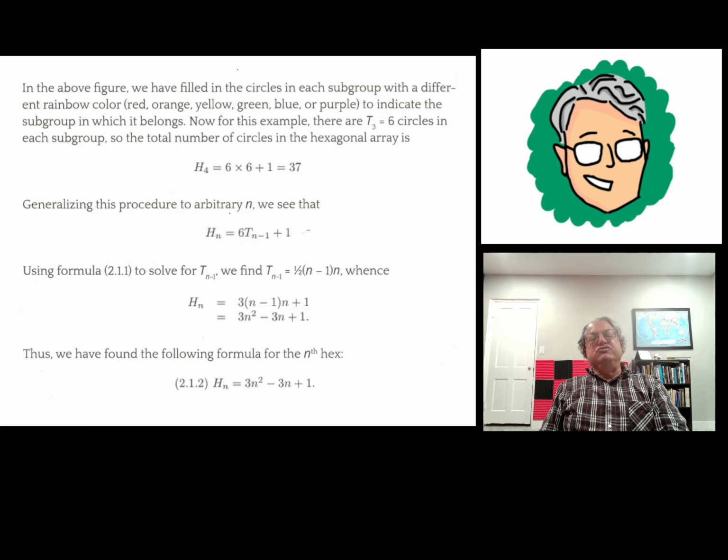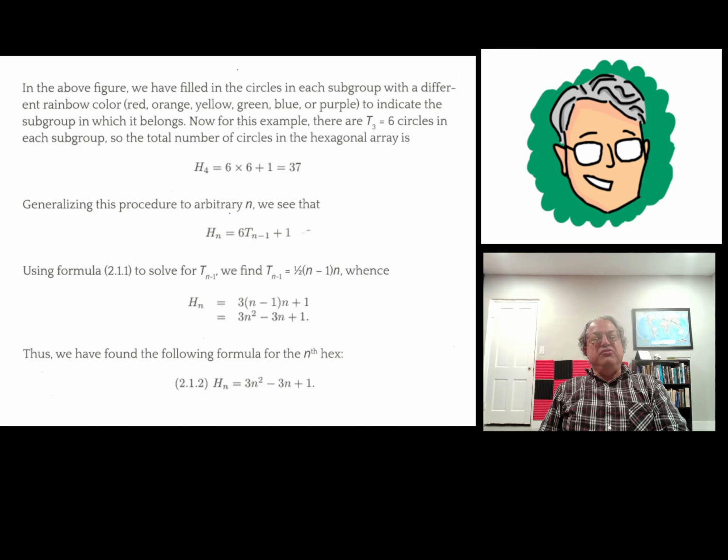And 1/2 multiplied by 6 gives you 3. So now you've got 3 times, in place of n we write n minus 1. In place of n plus 1 we write n. And then we have to add 1 at the end. And when you do this algebra, I'm not going to show all the steps here. You can do it yourself. You get 3n squared minus 3n plus 1. That's the formula for the nth hex. Pretty nice formula. And I only did it for H4, but you can do it for any H you want.